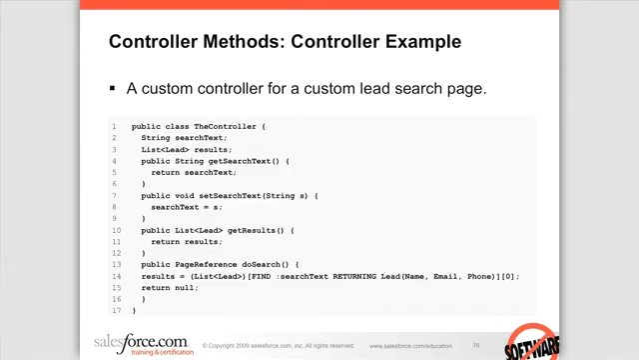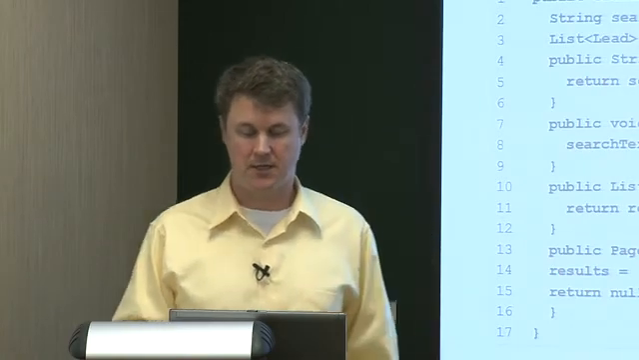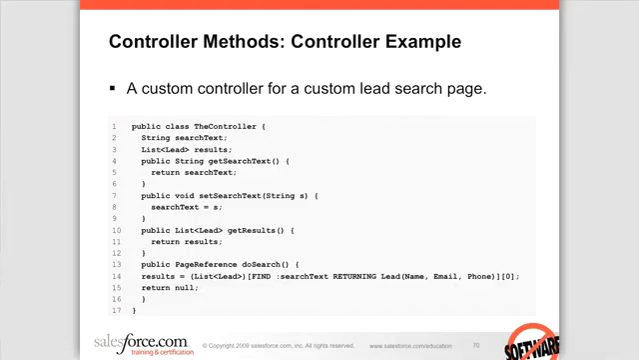All right, here is another controller example. We have a controller called the controller. We have a few variables which were declared locally. Remember, the default access modifier associated with variables is private within Apex. So here we have a string searchText and a list of leads called results, so a list of sObjects. And then we have a bunch of getters and setters.